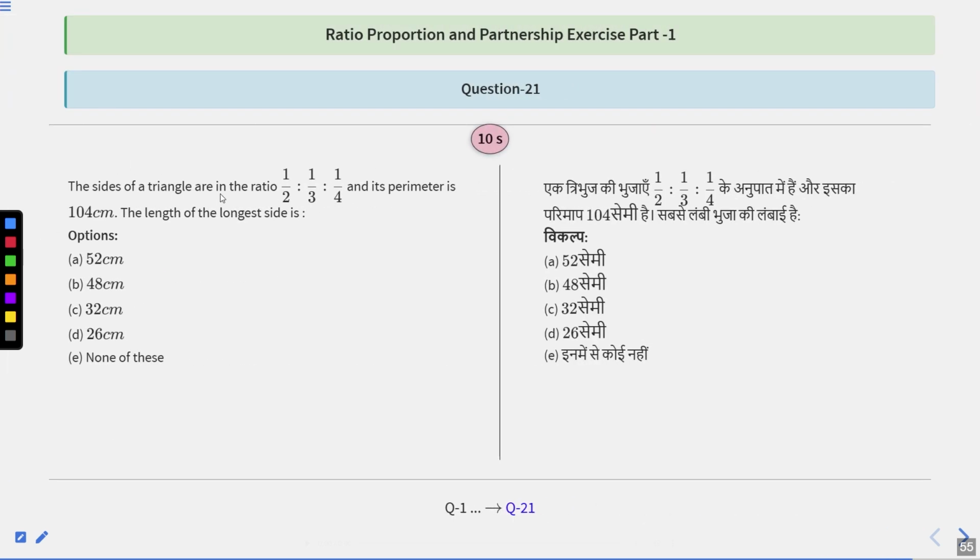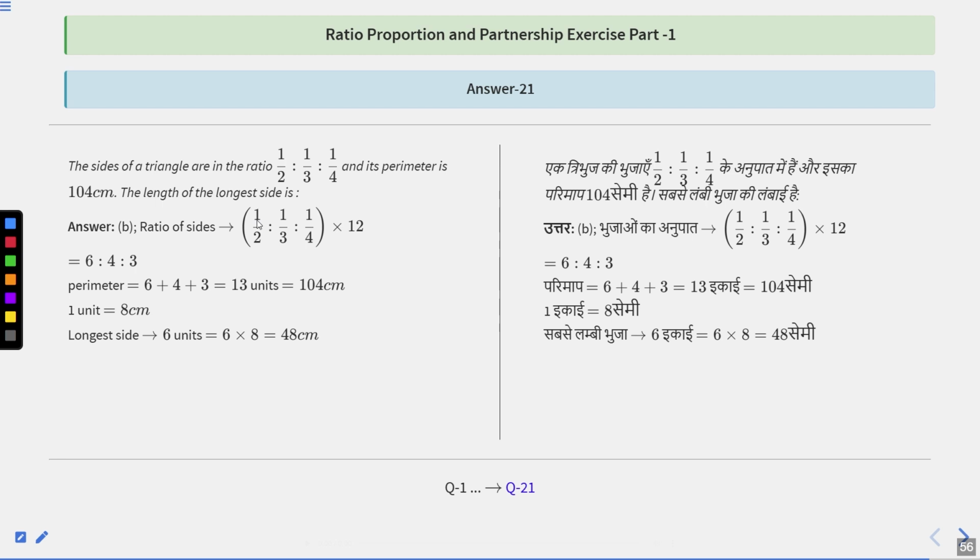The sides of a triangle are in the ratio 1/2 : 1/3 : 1/4 and its perimeter is 104 centimeters. The length of its longest side. You have 5 options and 10 seconds to analyze the question. Your time starts now. Time's up. Let's see the solution.